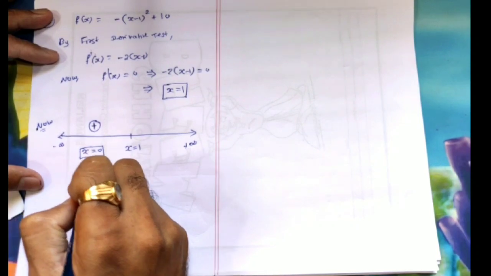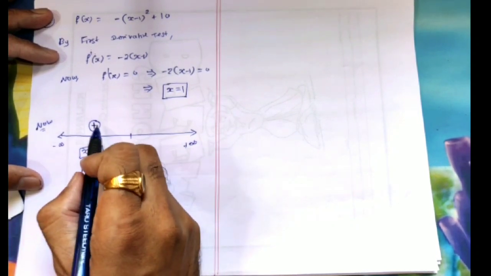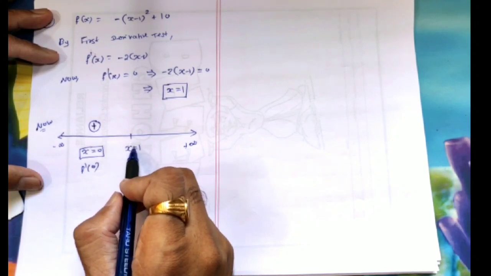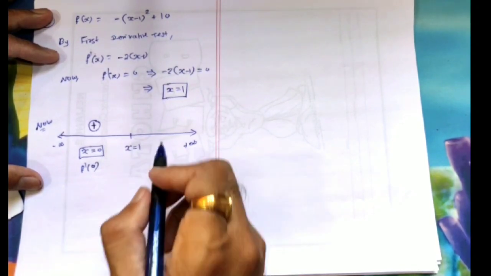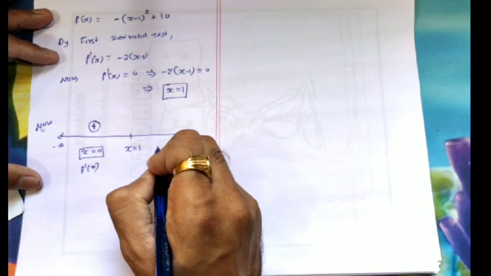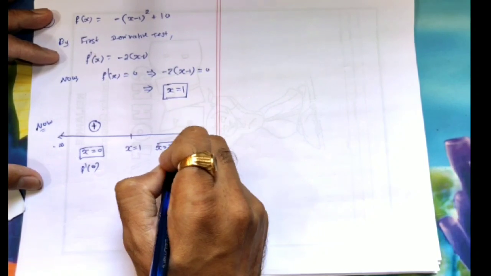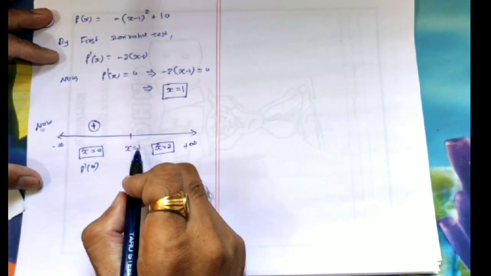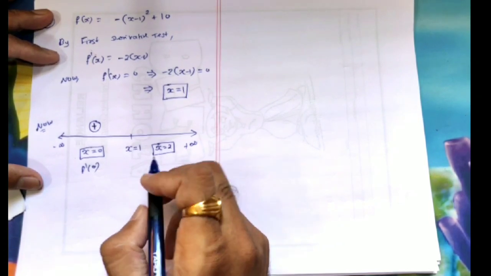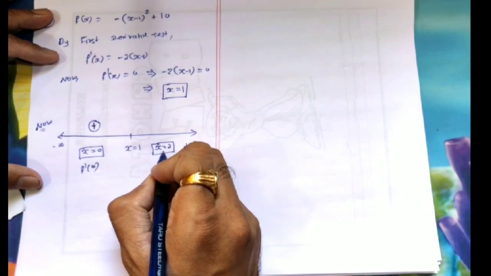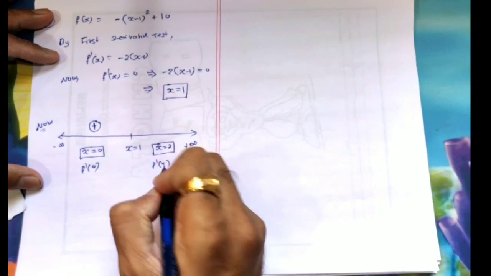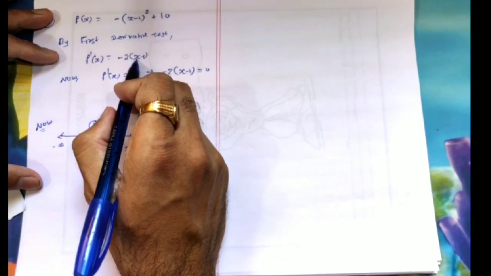f dash x is positive on the left hand side of this critical point. Now consider one point on the right hand side. Suppose this is 1. So here we are taking x equal to 2. You can take any point between 1 and infinity, any number. So I am taking x equal to 2. For this x equal to 2, you have to find the sign of f dash x, which is our f dash 2. So put x equal to 2 over here.